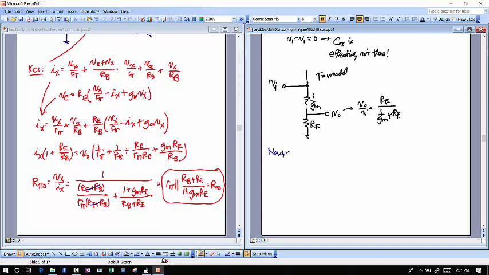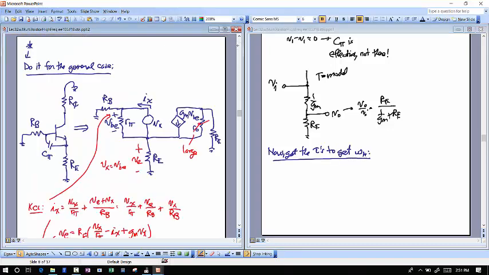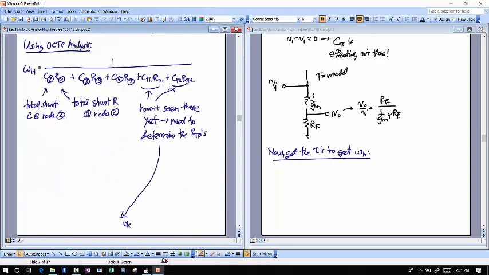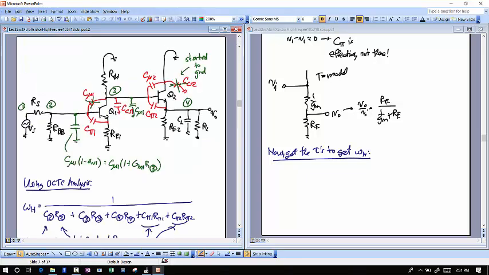So now, get the taus to get omega h. So let's start with, we go back to my omega h equation here. There it is. Let's start with the capacitance at node 2. Okay, so the capacitance at node 2, what is that capacitance?